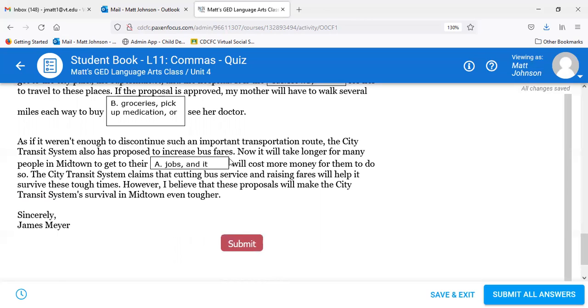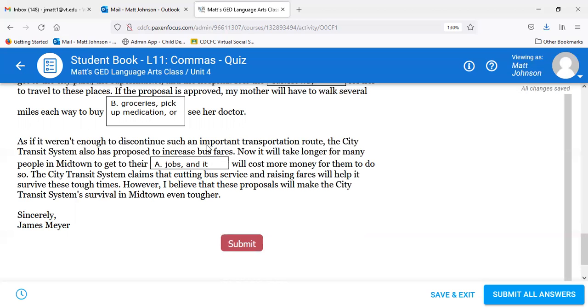Yes, you're right. Because we're using this to basically separate two clauses, right? Two sentences. Now it will take longer for many people in Midtown to get to their jobs. That's a complete sentence. Comma, and it will cost more money for them to do so. So we're separating clauses here using and as a conjunction and the comma to pull those together.